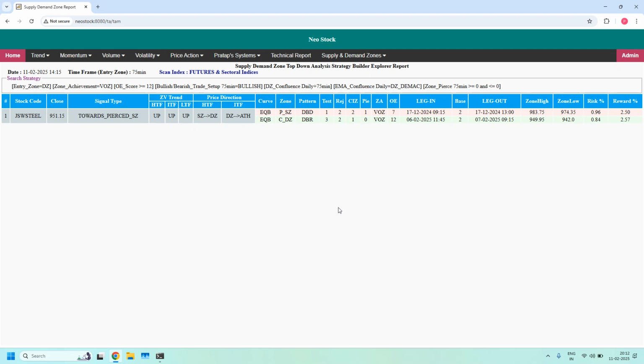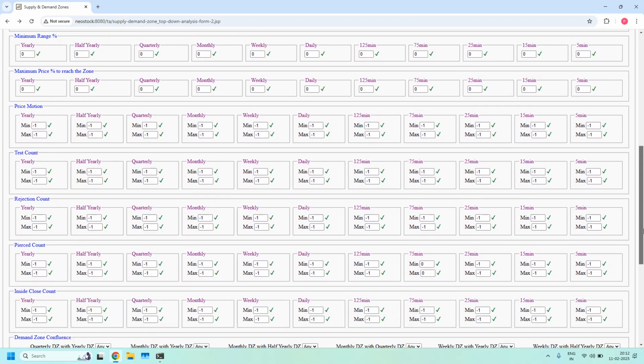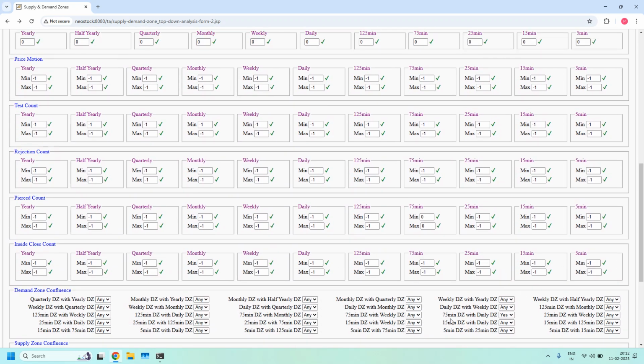Okay, next let us look for LTF, ITF and HTF demand zone confluence. I am removing this EMA filter. In the demand zone confluence, I should set 3 filters. First filter is already enabled. Second, daily demand zone with monthly demand zone confluence. Something mistake I did here. Sorry. First one is already 75 with daily.